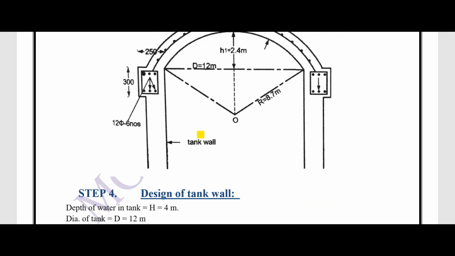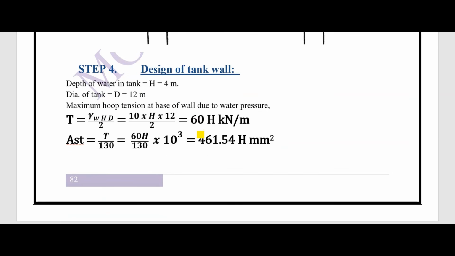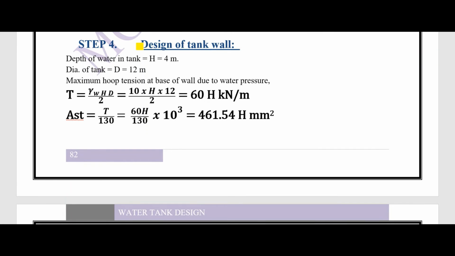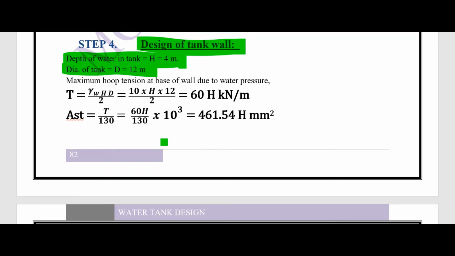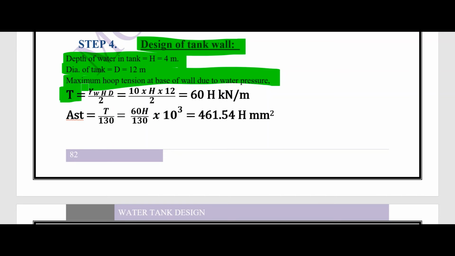Now we are going to design a tank wall. Water tank wall: the depth of the water tank is 4 meter and the diameter of the tank is 12 meter. We have the basic dimensions: height is 4 meter and diameter of tank is 12 meter. Now the maximum hoop tension at the base of the wall due to water pressure. For a circular ring, hoop tension equals gamma W into capital H into D by 2.